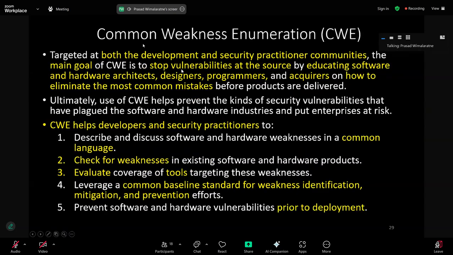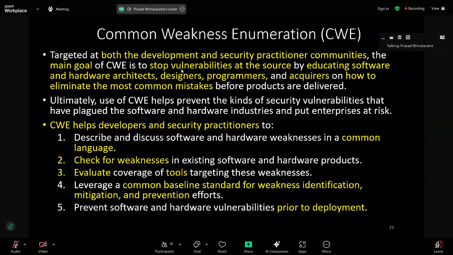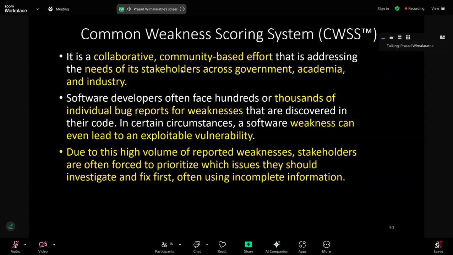The other one is, this is the Common Weakness Enumeration. So we also have something called CWSS, which stands for Common Weakness Scoring System. That's a different, again, a community-based effort like the previous one here, CWE. It's a different one actually. It's trying to look at the needs of stakeholders across the government, academia, and industry. Because we have weaknesses discovered when you run through tools, so how to handle them again? It's a different approach, but there are similarities, right?